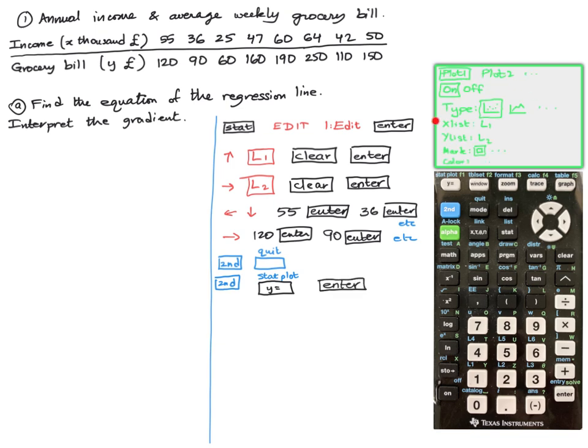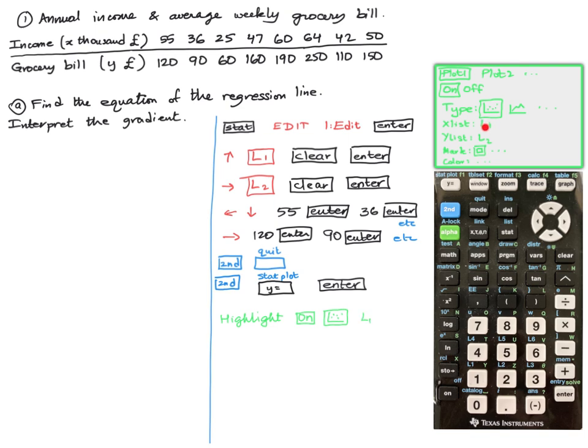So the plot one screen should look something like this, and we want to make sure that plot one is turned on. So use your cursor, use your right and left arrows, whatever, to go to the on and hit enter on on. And then the type should be the first one, which is a scatter plot, not one of the others. So make sure that is highlighted.